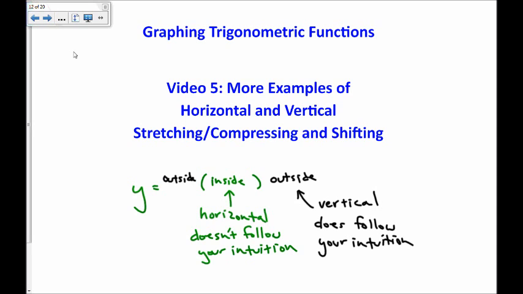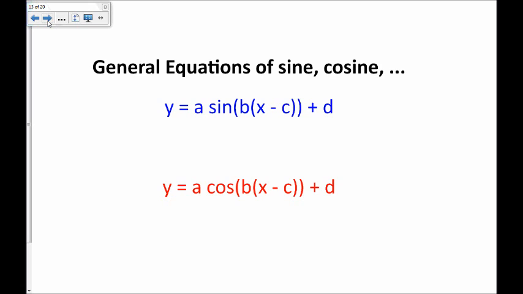stretching, compressing, and shifting. Okay, but I do want to review the very important rule of thumb that inside parentheses, it affects things that are horizontal, and it doesn't follow your intuition. It's opposite of what you first would think might happen. Things outside the parentheses affect the graph vertically, and it does follow your intuition. So I'm going to do a handful of problems, and hopefully by doing these problems, you'll get a sense of how to manipulate and to graph trigonometric functions that have been moved around the xy axis.